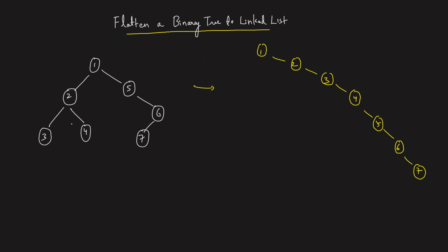If you write down the pre-order of this, it's going to be 1, 2, 3, then 4, then 5, then 6, then 7. So whatever is the pre-order of this binary tree, that is how you have to represent the linked list.